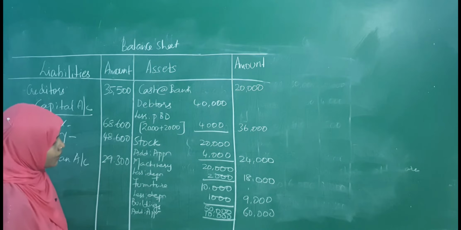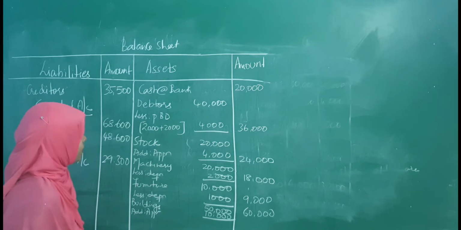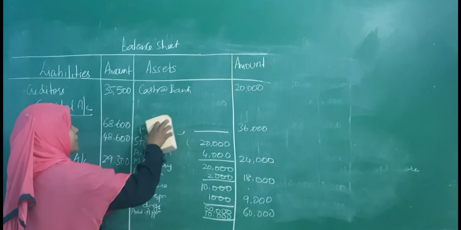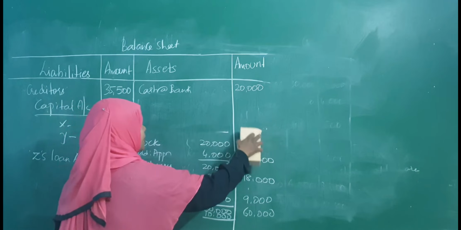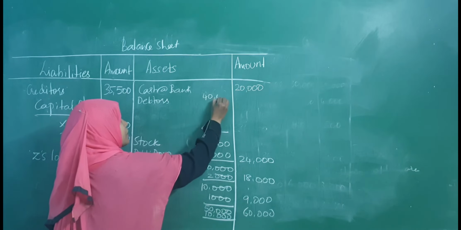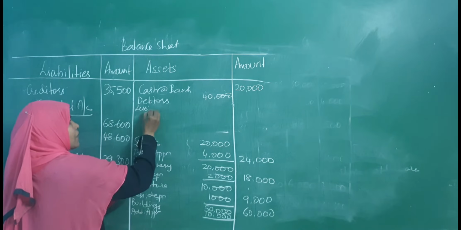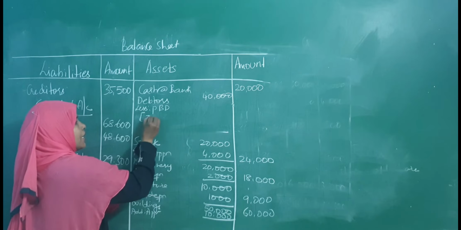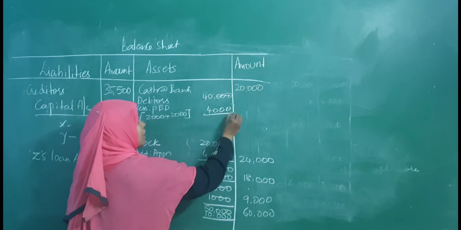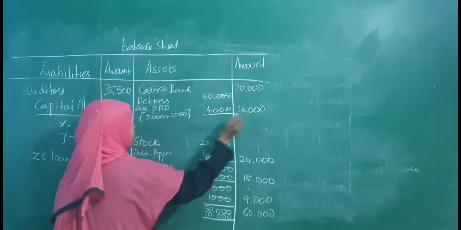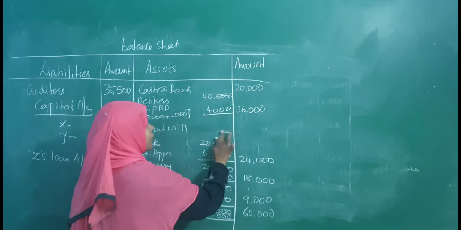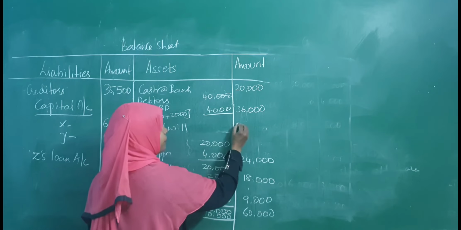We have to take goodwill. Just write this small so that we can write goodwill over here. Debtors, the value of debtors is 40,000 less PBD, as I have told you 2,000, and in the question they have given 2,000. It comes to 4,000. If you minus, it comes to 36,000. Goodwill I am taking here because it has to be retained in business. The value of goodwill is 15,000.